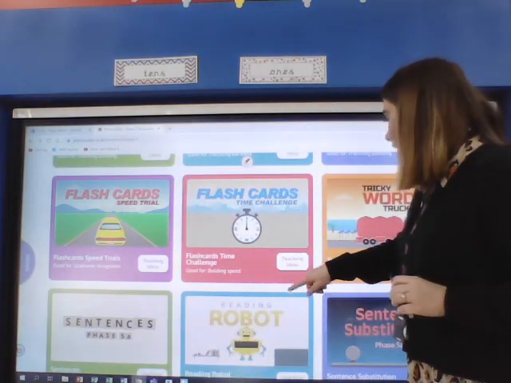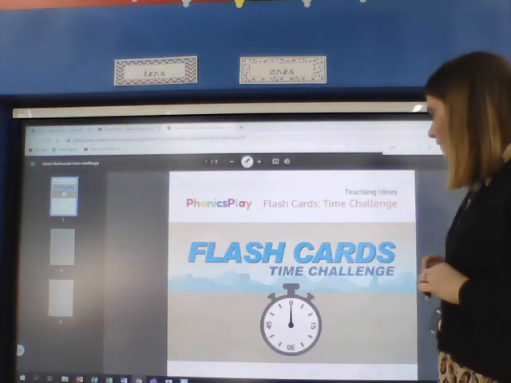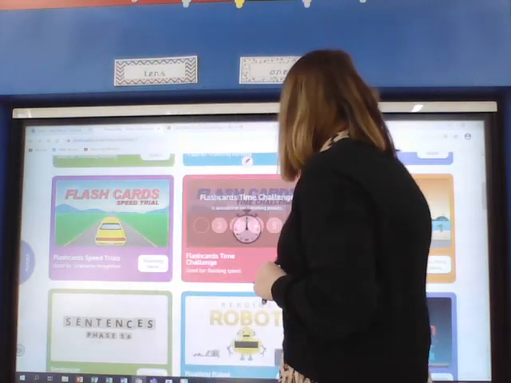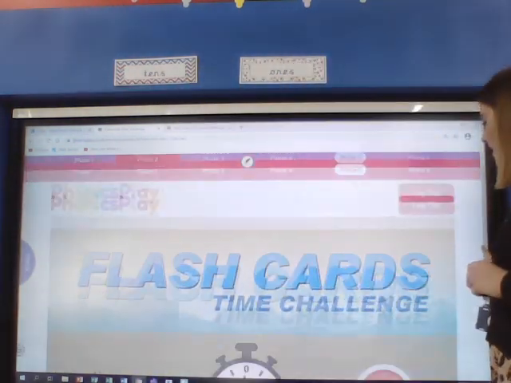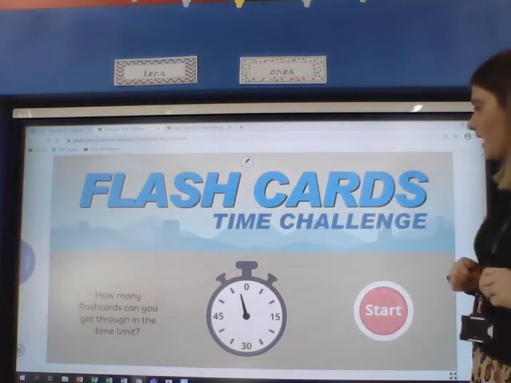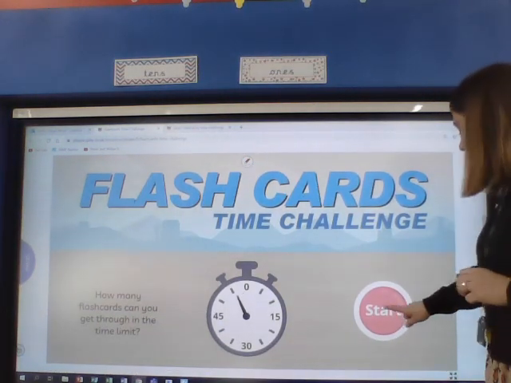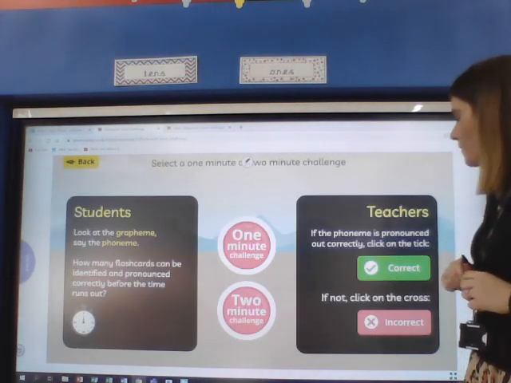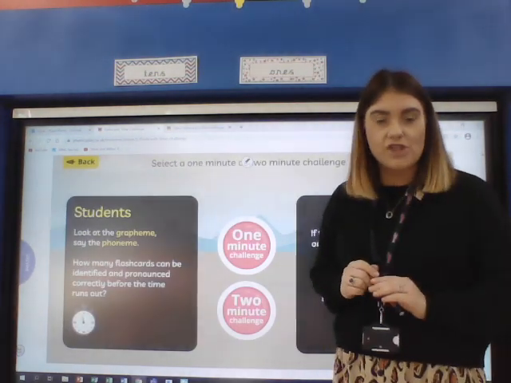So we're going to go with Flashcards time challenge, and I'm going to give us 1 minute to see how many different Phase 5 graphemes we can remember. So we want Phase 5A if you are playing this at home, and we're going to go for the 1 minute challenge.